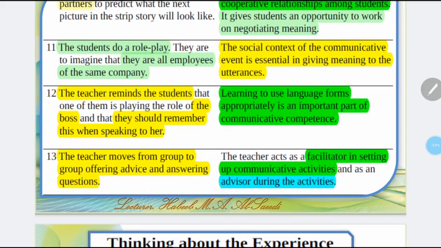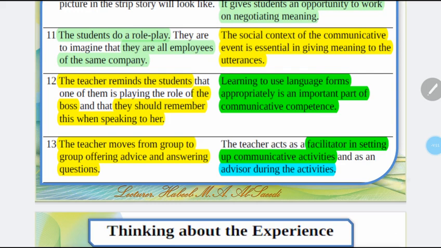The students do a role play. They are to imagine that they are all employees in one company. The social context of communicative events is essential in giving meaning to the events. So imagining that they are in a real situation will give meaning to the situation they are in, or to the utterances they produce.